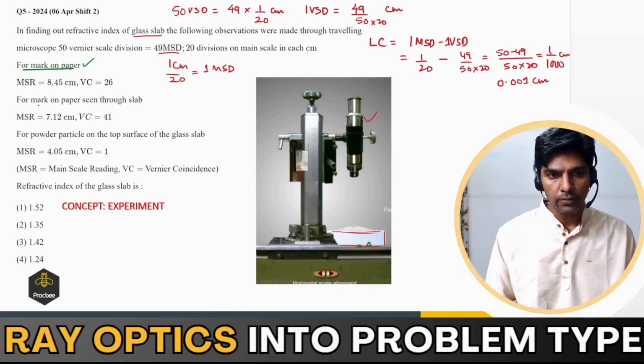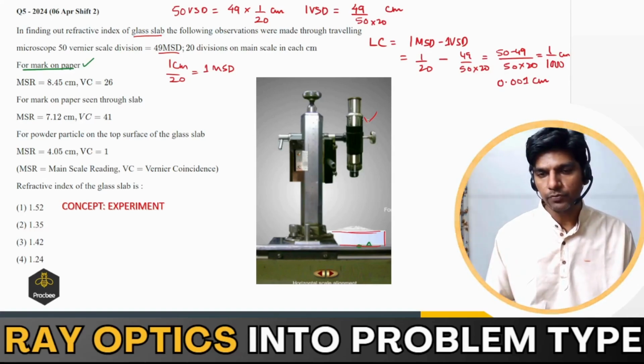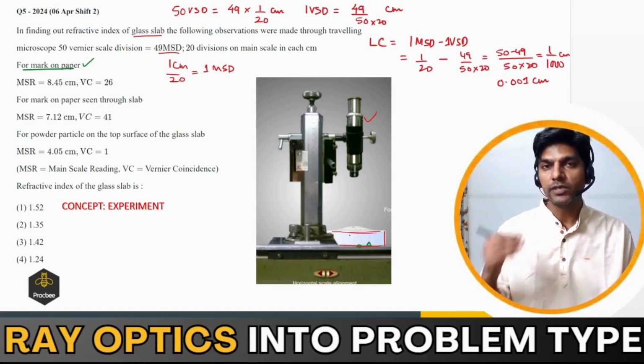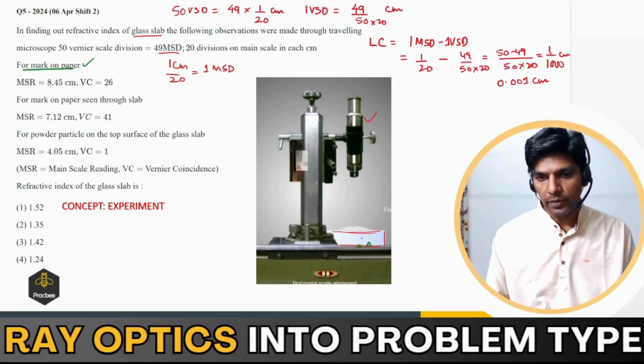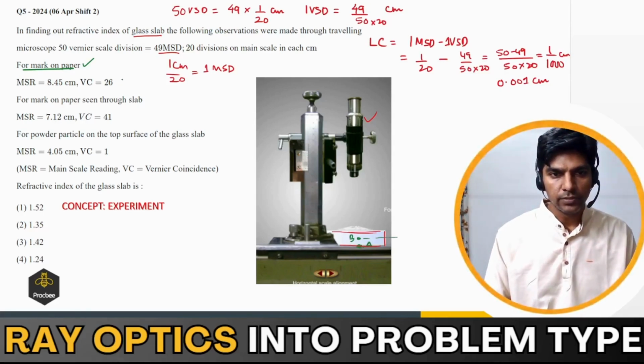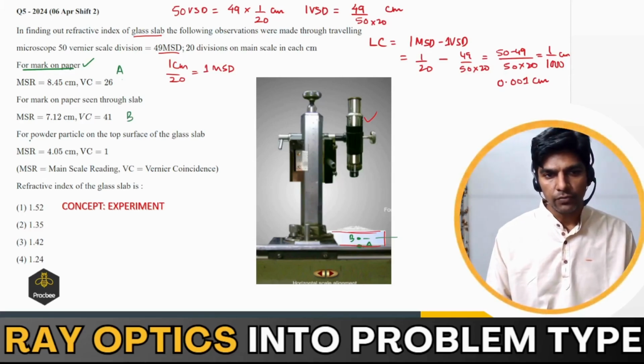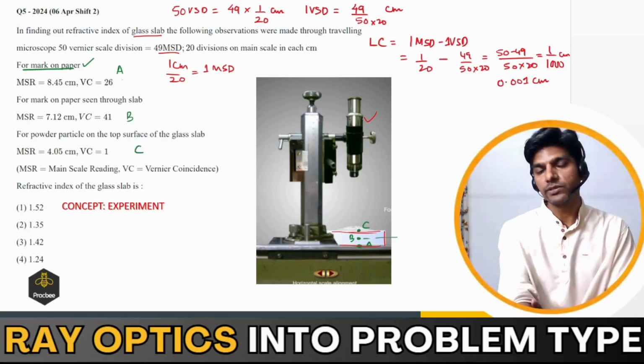For the mark on the paper seen through the glass slab, if you see A with the help of the glass slab, then there will be some apparent shift in the point A. Then we'll measure the point B due to the shift. So this measures point A, this measures point B distance from the microscope. And for the powder particle on the top surface of the glass slab, if we consider point C, this third reading will give us the position of the point C with respect to the microscope.